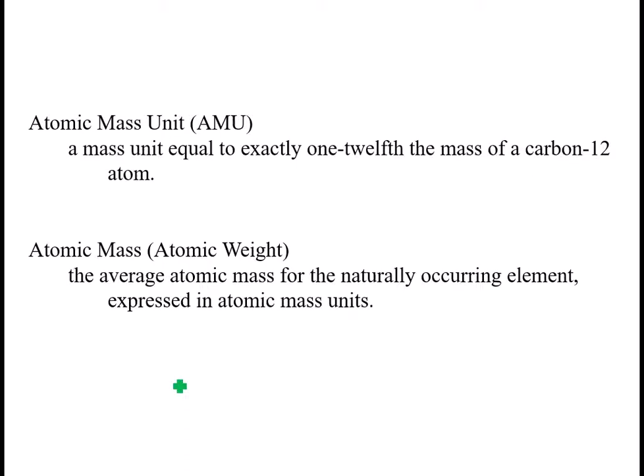Okay, this section of the textbook is called atomic weights. There is a unit called the atomic mass unit, which is equal to 1/12 the mass of carbon-12. As we saw in the last section, carbon actually has a couple different isotopes, so we're specifying that this is 1/12 the mass of carbon-12, which is the most common of carbons. And then you have atomic mass, or atomic weight, to be called both, which is the average atomic mass for all the naturally occurring element, expressed in atomic mass units.